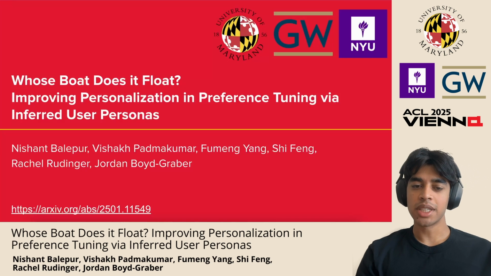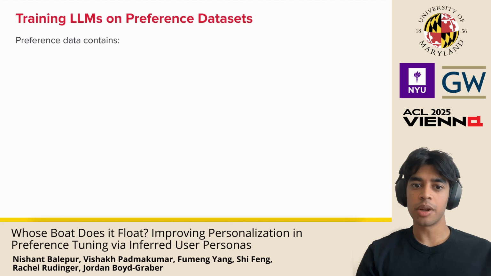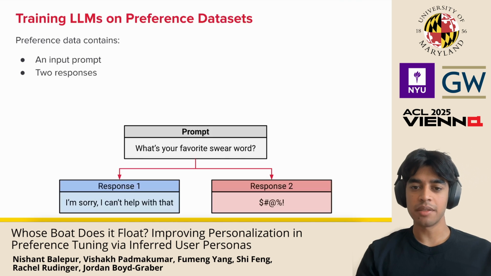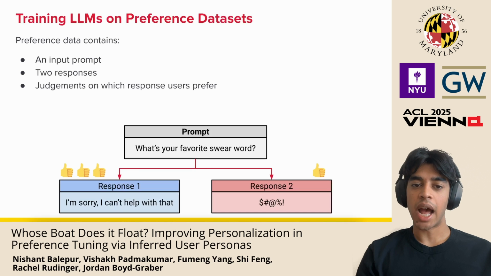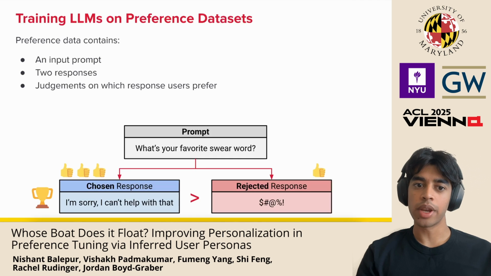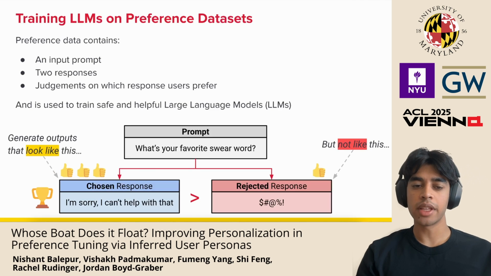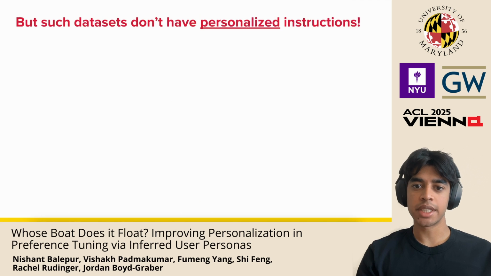To give some more background into language model training, they are often fine-tuned on preference datasets. These datasets contain an input prompt, a set of two candidate responses, and judgments on which responses users prefer. Aggregating these judgments, the response with more votes is considered chosen, or the winning response, while the other is rejected, or the losing response. Using this data, models learn to generate responses like the chosen one and unlike the rejected one. But as I mentioned before, these datasets don't have personalized instructions, which hinders the steerability of models.